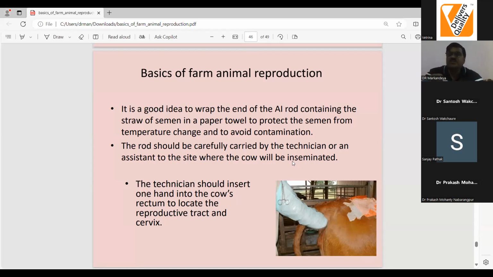The gun should move without touching the side walls of the vaginal mucosa. It should reach the cervix directly. That much skill is important as far as artificial insemination is considered, and mid-cervical insemination is recommended. It should not be followed by everybody. If you have a different observation, you can follow your own.